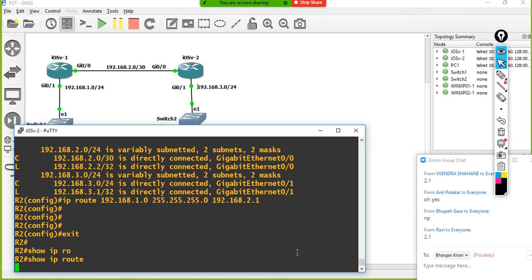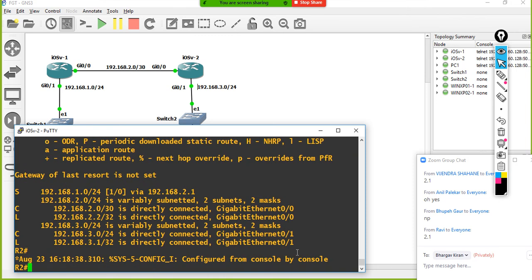Now show IP route, you have a route. Is everybody okay or not, guys? Clear so far? Can we wrap up for today's session, guys? Or we will continue for one more hour?